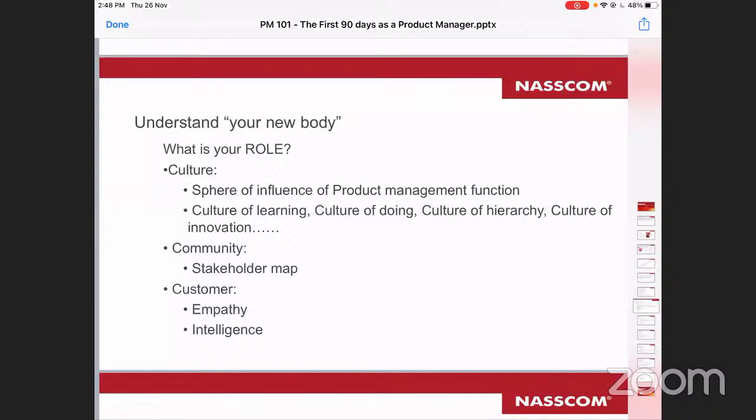Organizations have different ways of hierarchy, different ways of open culture. Very key for you to know, so you know when you need help, how do you approach.